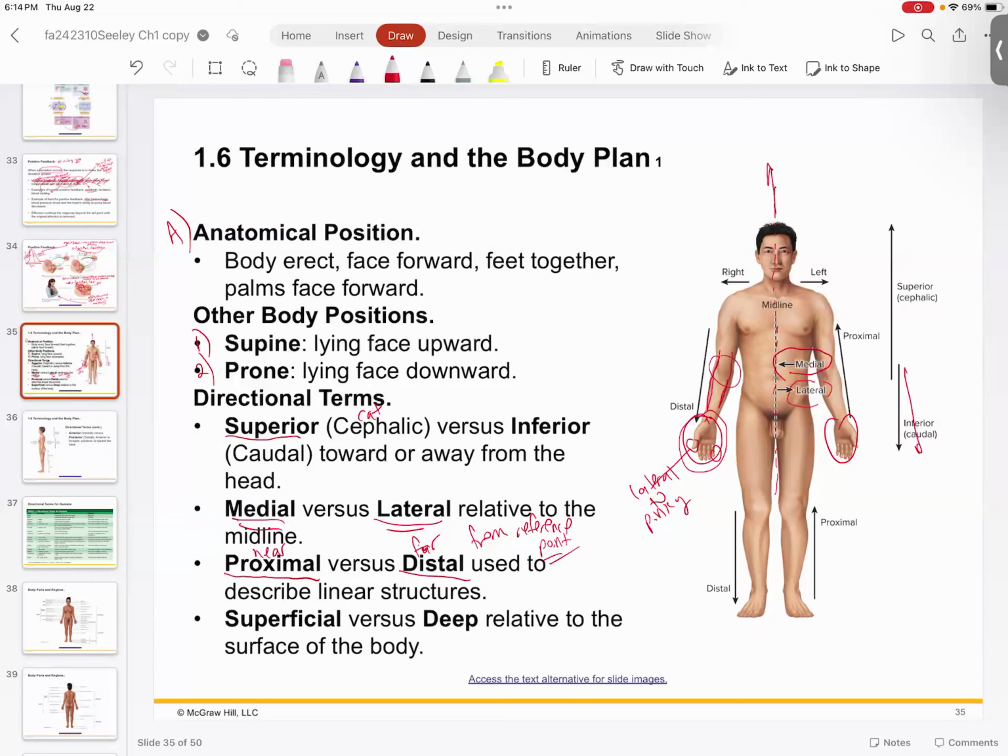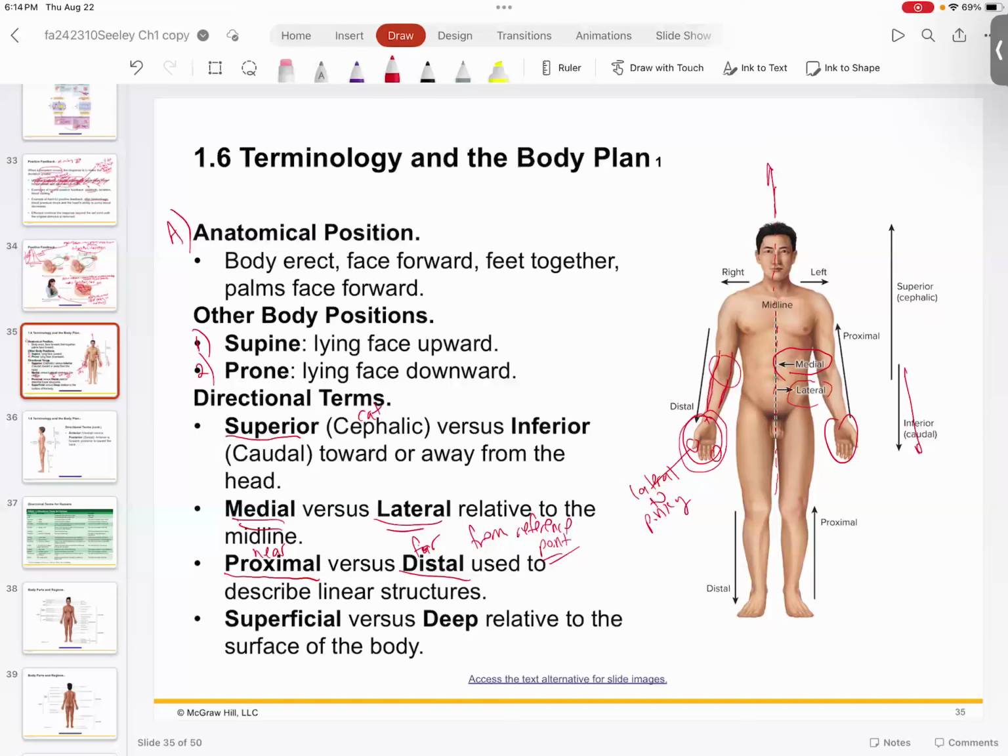Distal structures are far away from something. Proximal structures are closer to something. So you would say that the proximal structure would be the elbow. The distal structure would be the hand. Then we have layering: superficial versus deep. Superficial is on the surface of the body. Deep layers are layers that are deeper underneath.